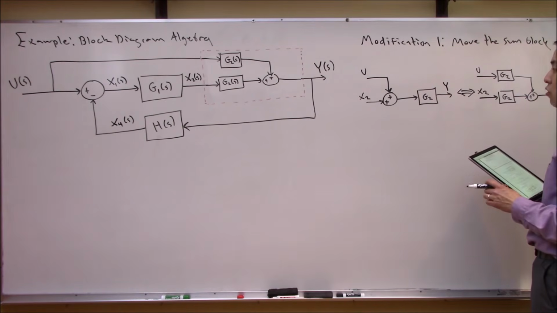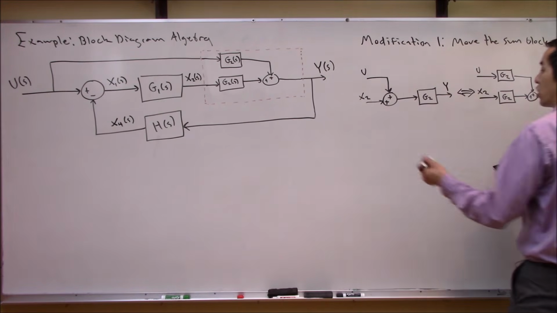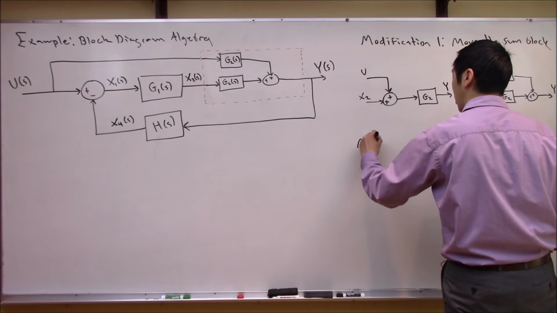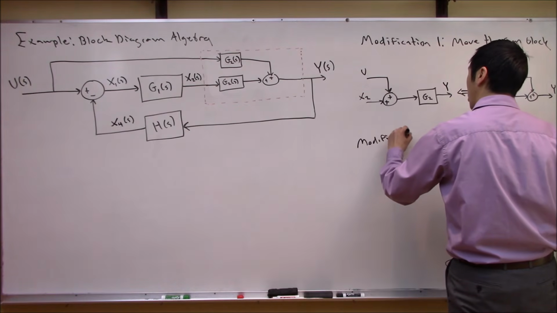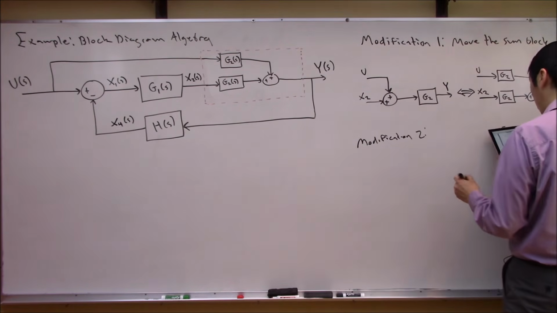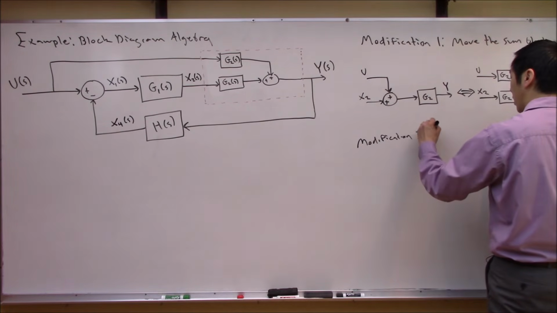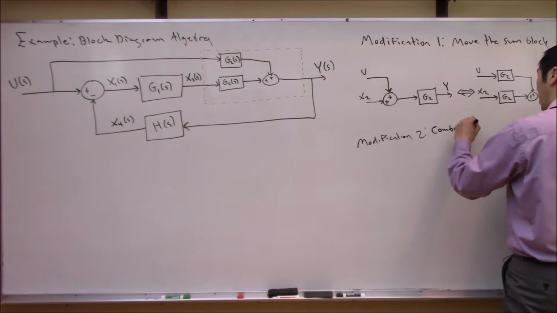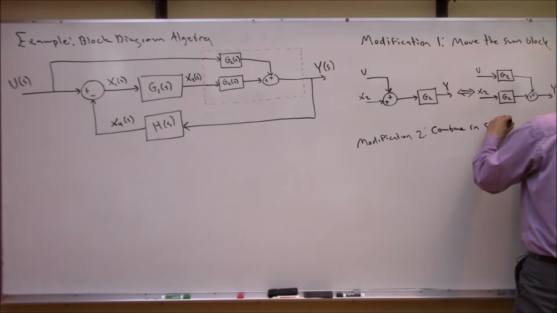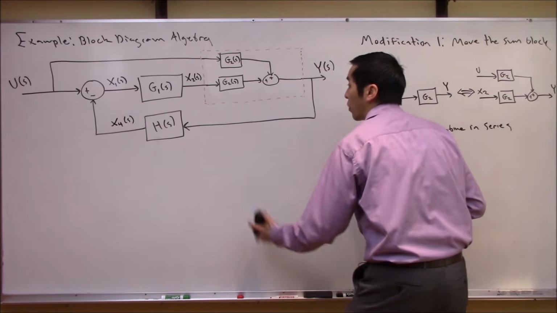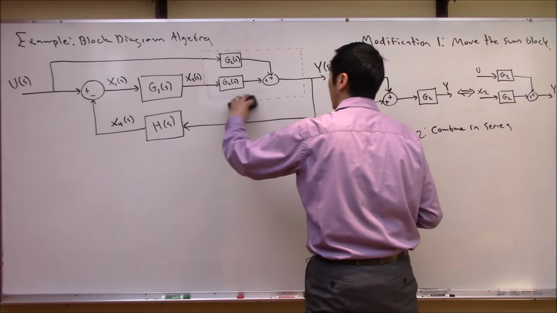All right. Great. So now let's look at another modification, modification number 2. The second thing I want to do is, there are some blocks in series. So let's go ahead and combine in series. Maybe we should now erase our red box because this is not what we're looking at anymore.